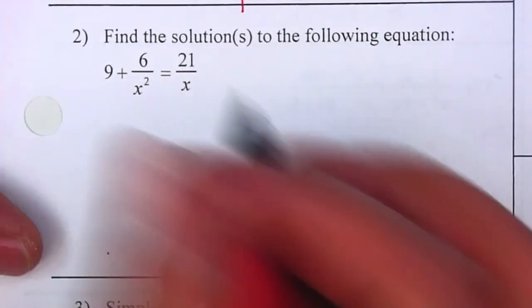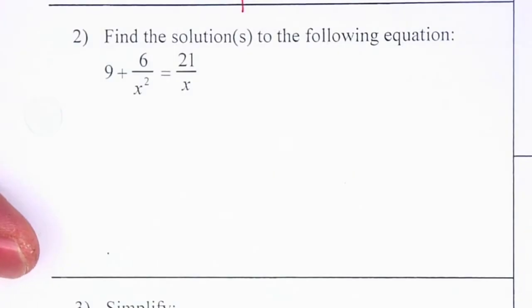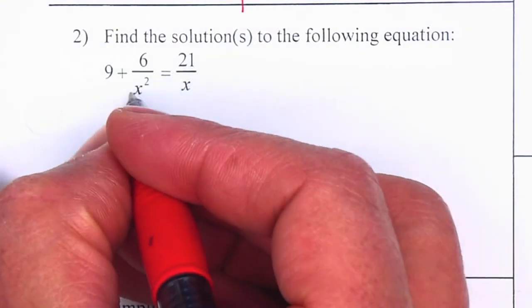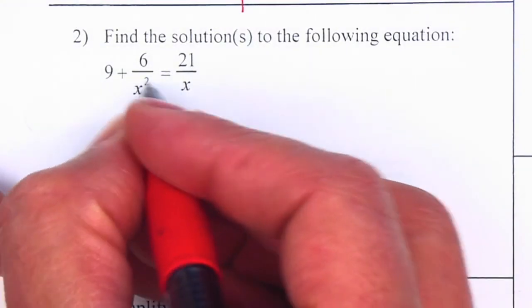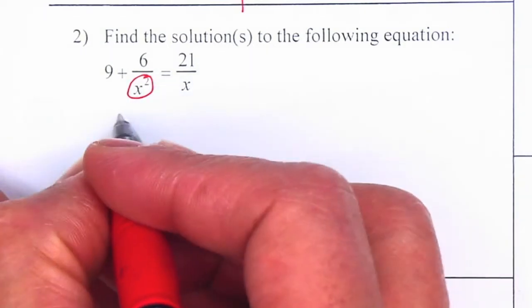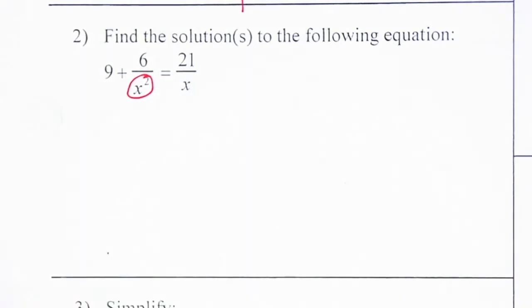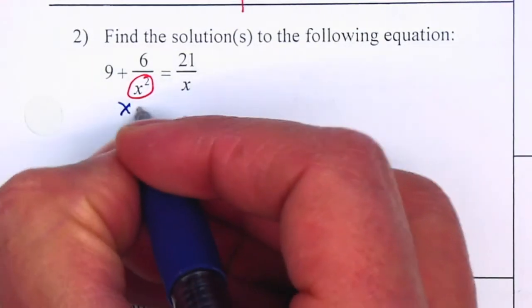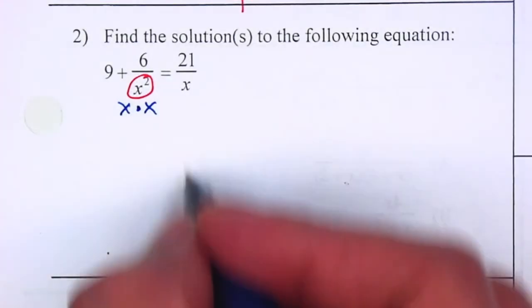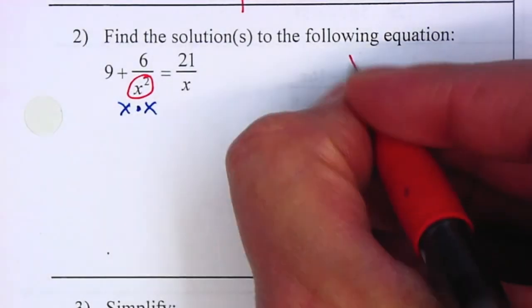Number 2, we also have an equation. Before we start, we want to be able to factor the denominators. So I see an x squared. I know I can factor my x squared as x times x. So I'm going to basically just separate it. Before I start to solve it, I'm going to find my restrictions.